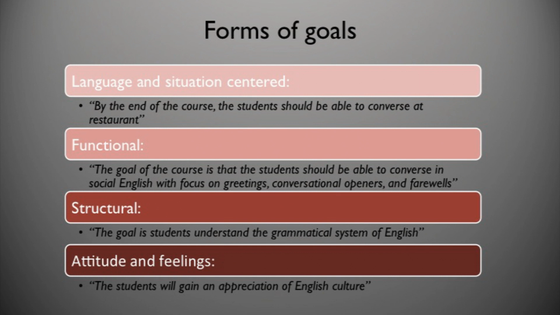An example for structural goals is, the goal of the program is that students understand the grammatical system of English. And the example for attitude and feelings goal is that by the end of the course, the students will gain an appreciation of English culture.